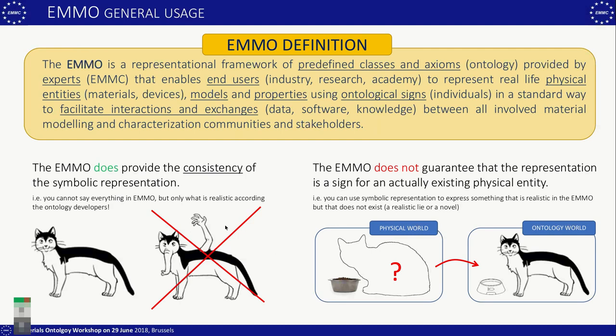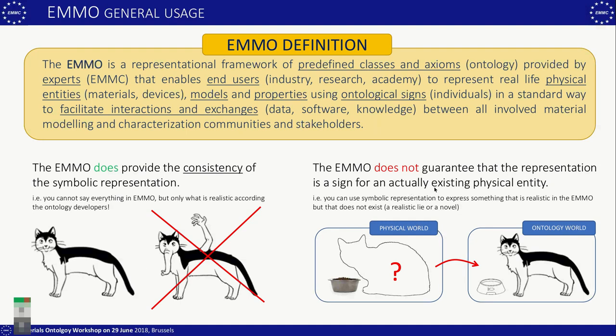There can be other ontologies in which this can be allowed. For example, an ontology used to build a fantasy book. But in the EMMO, we need to have rules that prevent, for example, a molecule from being part of an atom. This is not possible. This must be prevented by the ontology.